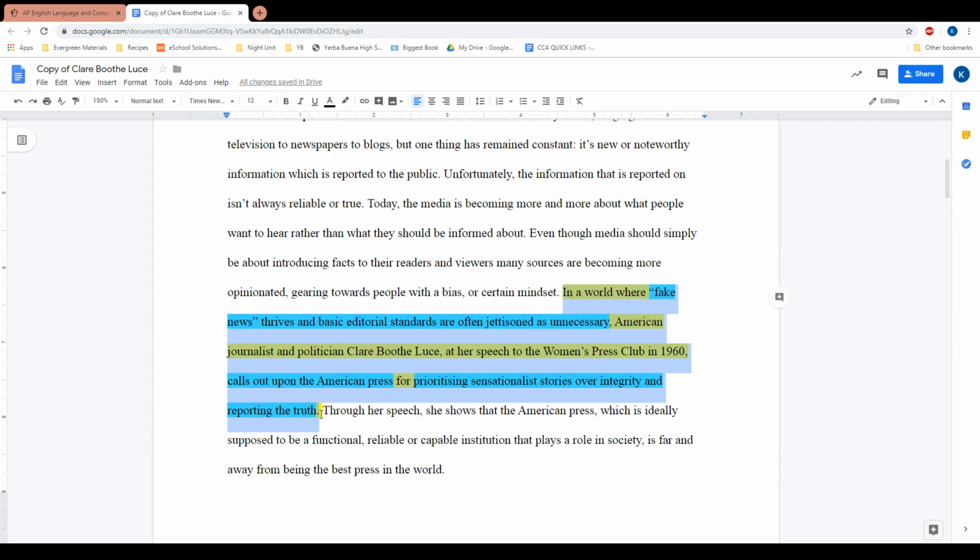So in this case, it's not just a restatement of the prompt they've given you. We know that it's this speaker, Claire Booth Luce. We know she's a politician and journalist. We know that she's talking to the Women's Press Club in 1960, but we don't know why she's doing it.